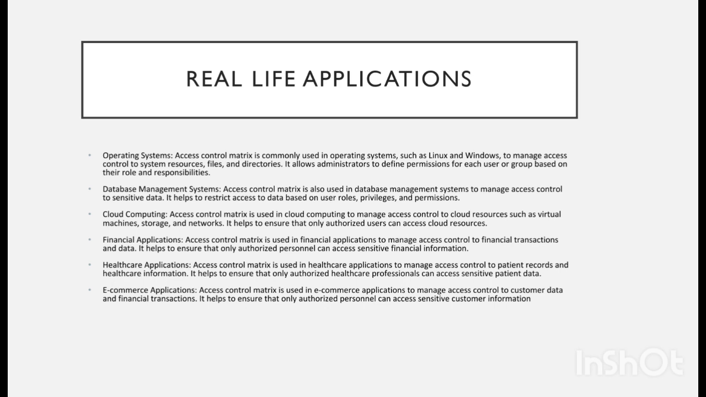Fourth one is financial applications. The access control matrix is used in financial applications to manage access control to financial transactions and data. Only personnel who are required are given the information of the transaction. Fifth one is healthcare applications. It is used to manage the data for the persons and the medicines, and only specially privileged persons have access to the data.